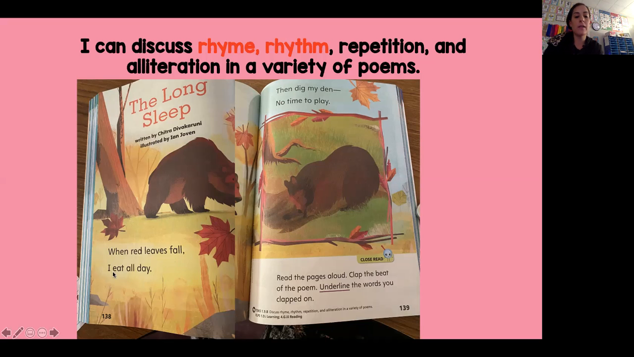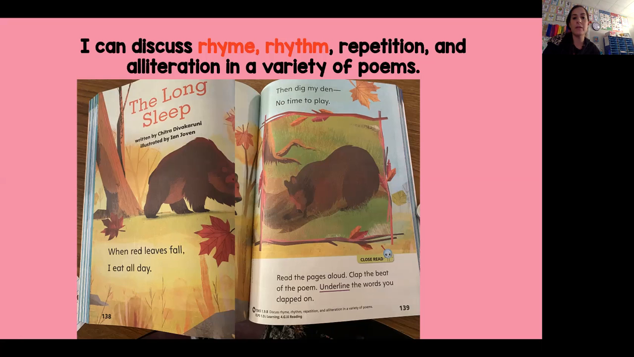When red leaves fall, I eat all day, then dig my den, no time to play. Did you notice any rhyming words in that page? Which ones did you notice? Good, I noticed day and play. What do they both end with? Yeah, they both end in AY. So that's how I know that they are rhyming words. Also, the author skipped a line and then put a rhyming word. So day, and then there's a line, and then the next line, there's another rhyming word. The author does that sometimes. That's the author's craft, how they chose to write their poem.